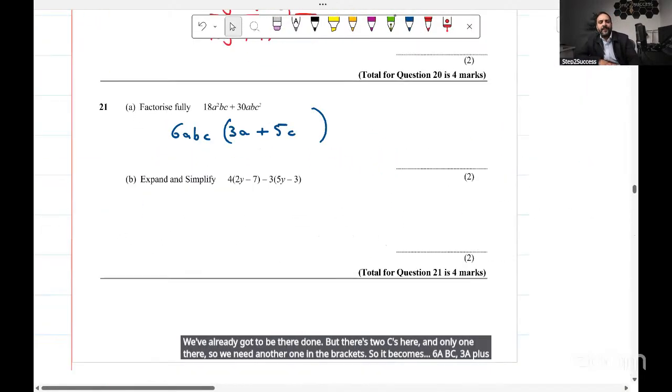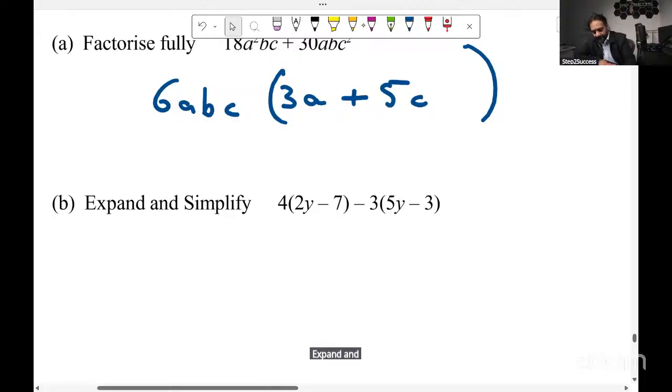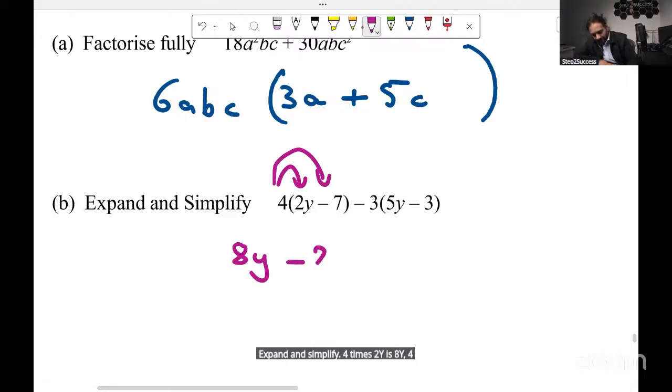And finally, expand and simplify. 4 times 2y is 8y. 4 times minus 7 is minus 28. Minus 3 times 5y is minus 15y.